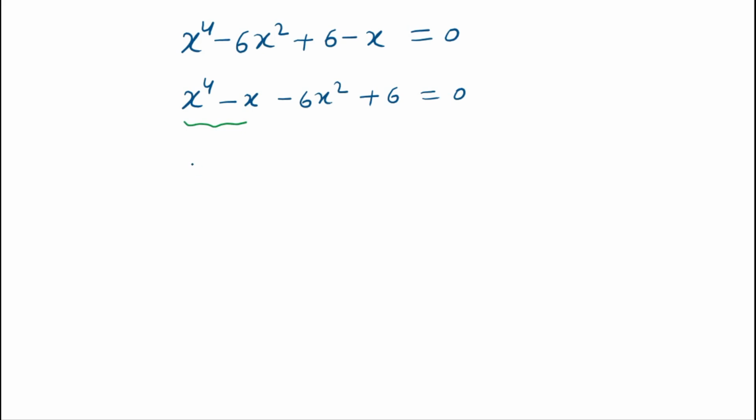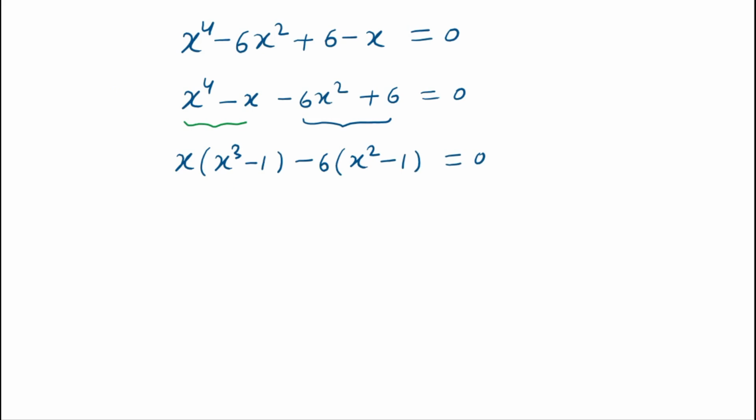Look carefully at the first two terms. If we take x common, x⁴ divided by x gives x³, and − x divided by x gives − 1. Look carefully at the last two terms. If we take − 6 common, − 6x² divided by − 6 gives x², and 6 divided by − 6 gives − 1, and this is equal to 0.